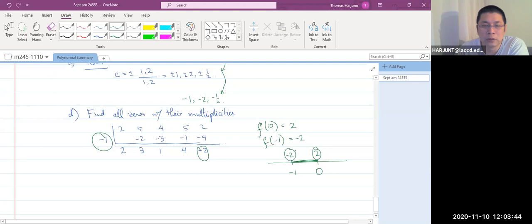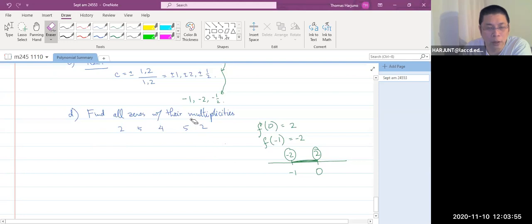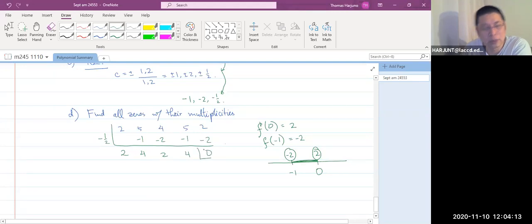So what number do you have between 0 and -1? What rational number do you have? -1/2. So let me try -1/2 here. Maybe it works, maybe not. -1, 4, -2, 2, -1, 4. Oh, it works. Yay. So -1/2 is a zero.